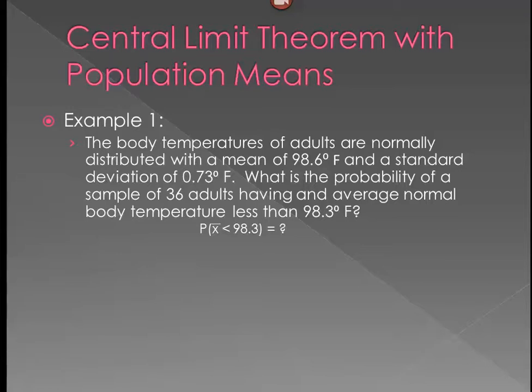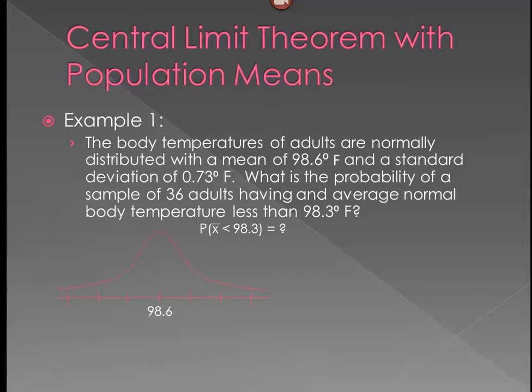We have body temperatures of adults being normally distributed with a mean of 98.6 and a standard deviation of 0.73 degrees Fahrenheit. And our question is, what is the probability of a sample of 36 adults having an average normal body temperature that's less than 98.3 degrees?